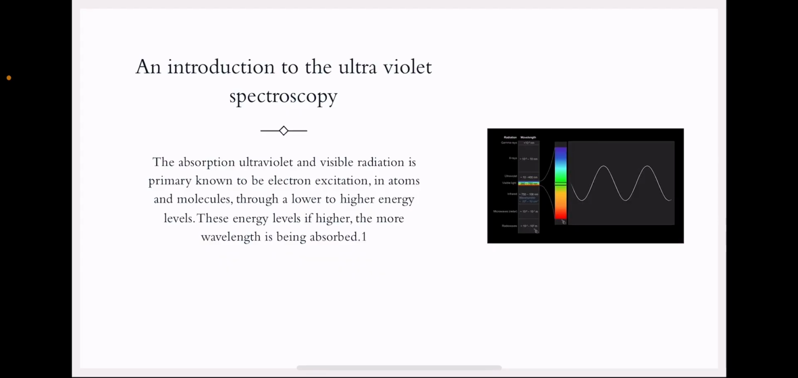An introduction to ultraviolet spectroscopy. The absorption of ultraviolet and visible radiation is primarily known to be electron excitation in atoms and molecules through a lower to higher energy levels. The higher these energy levels, the more wavelength is being absorbed.